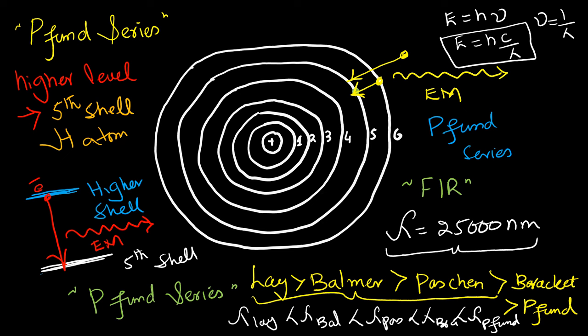Dear student, please keep in mind that the energy of the Lyman series is more than the energy of the Balmer, Paschen, Brackett, and Pfund series. Similarly, the wavelength of the Lyman series is much shorter than the wavelength of the electromagnetic radiation of the Balmer, Paschen, Brackett, and Pfund series.